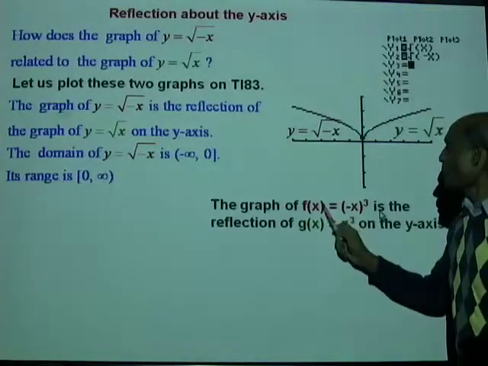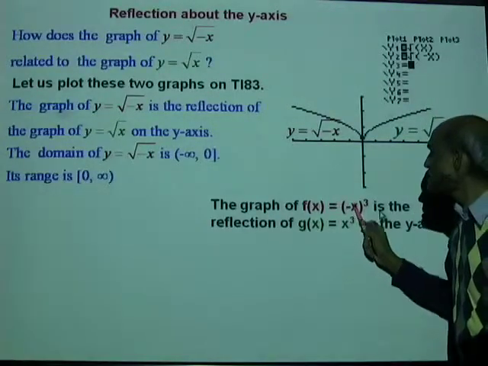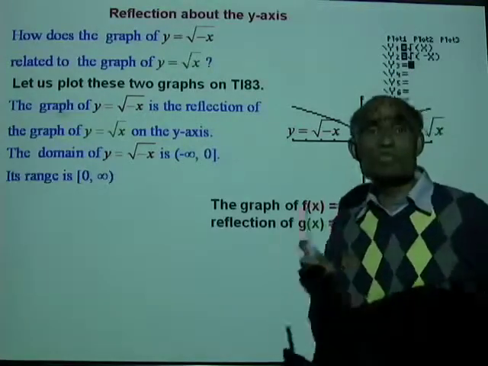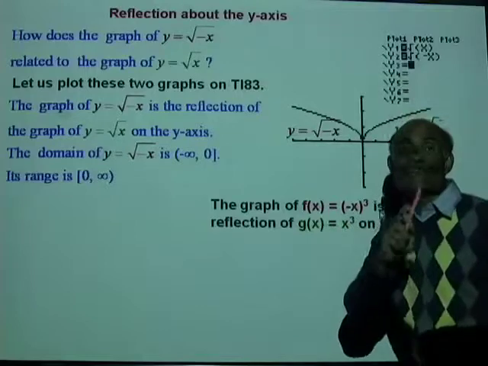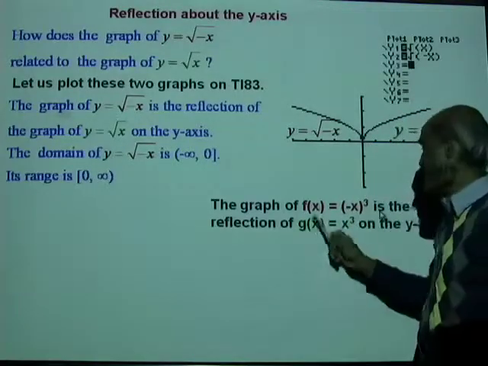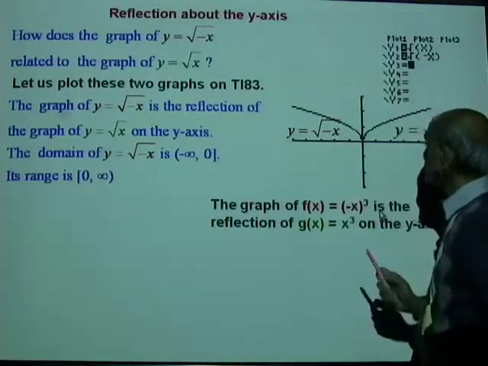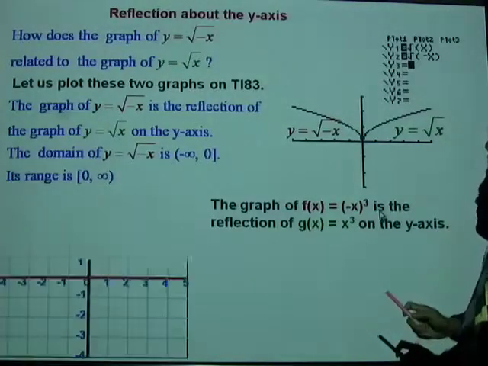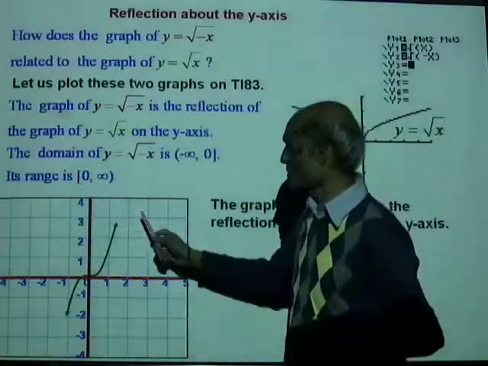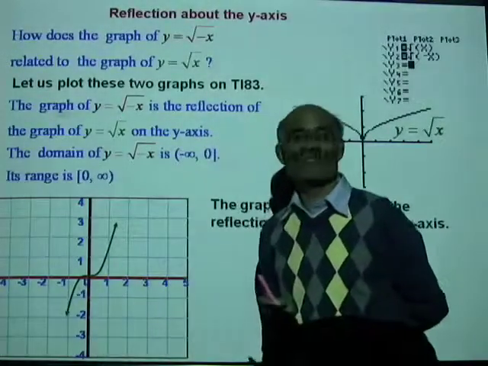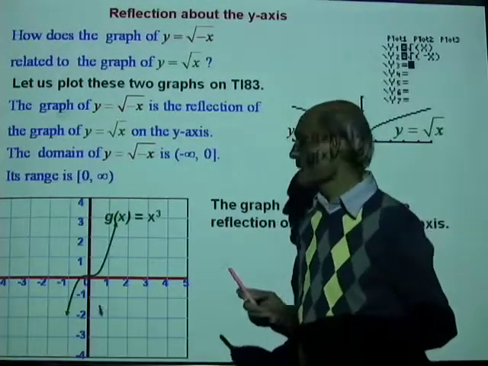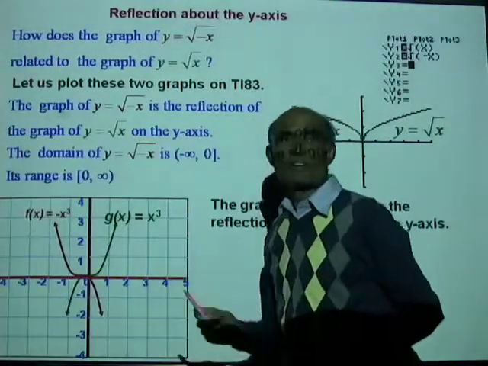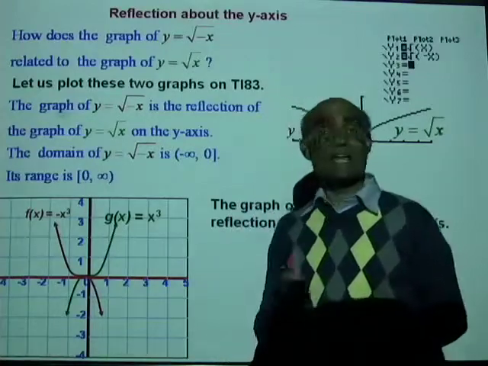How about the graph of f(x) = (-x)³? Again, there is a distinction between f(x) = -x³ and f(x) = (-x)³, which is the reflection of g(x) on the y-axis. Look at this. This is the graph of f(x) = x³, and reflected on the y-axis, you get the graph of f(x) = (-x)³.